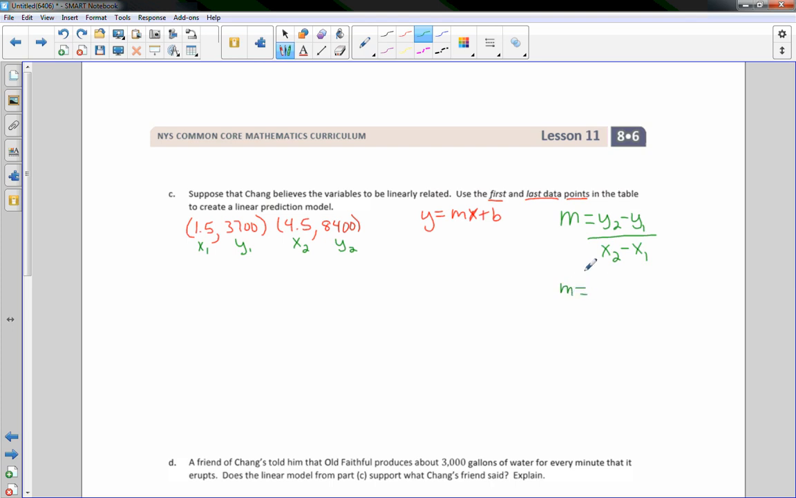So if I solve this by substitution, y2 is 8,400 minus 3,700, divided by x2, 4.5, minus x1, which is 1.5. And simplifying that, 8400 minus 3700 is 4,700, divided by 4.5 minus 1.5, which is 3. Okay, so there is my rate of change, 4,700 divided by 3. And what does that mean?